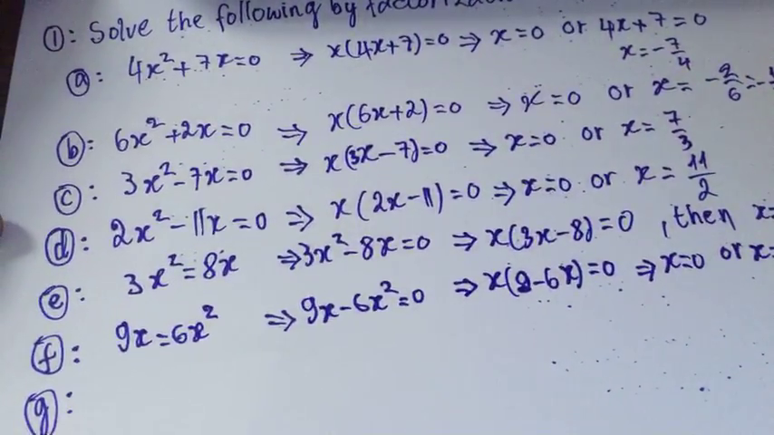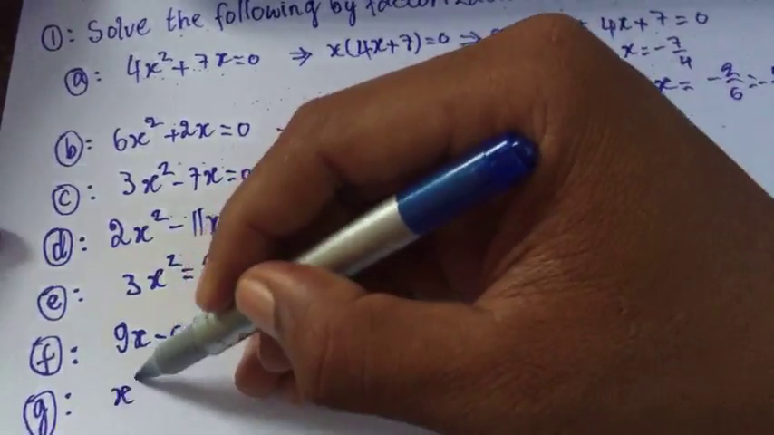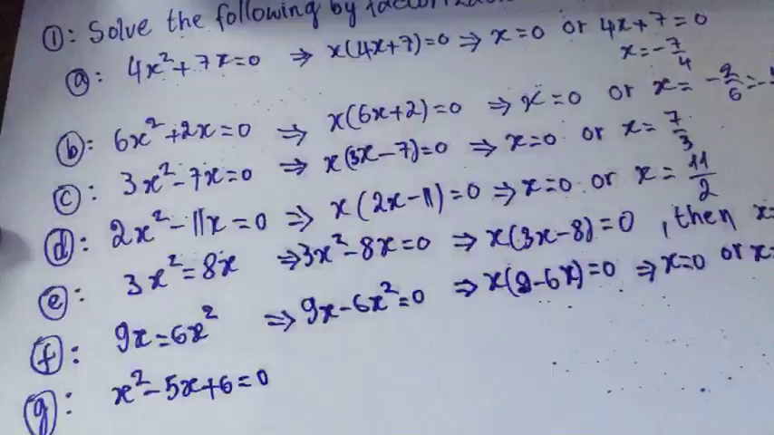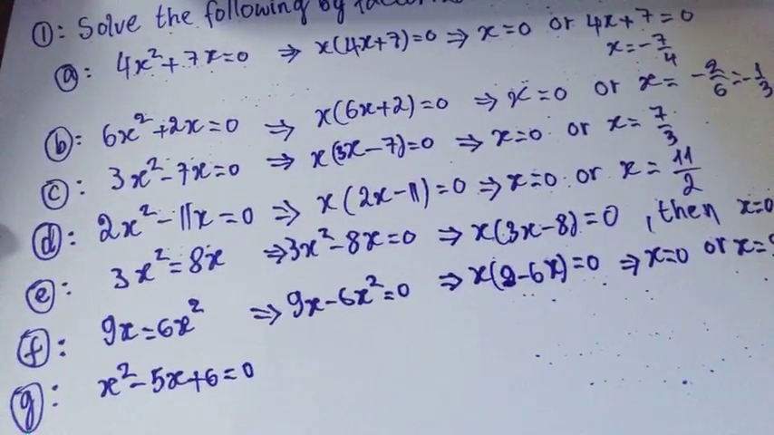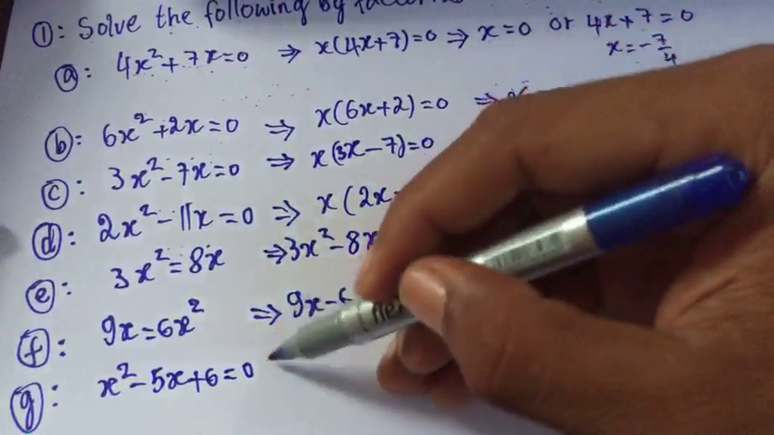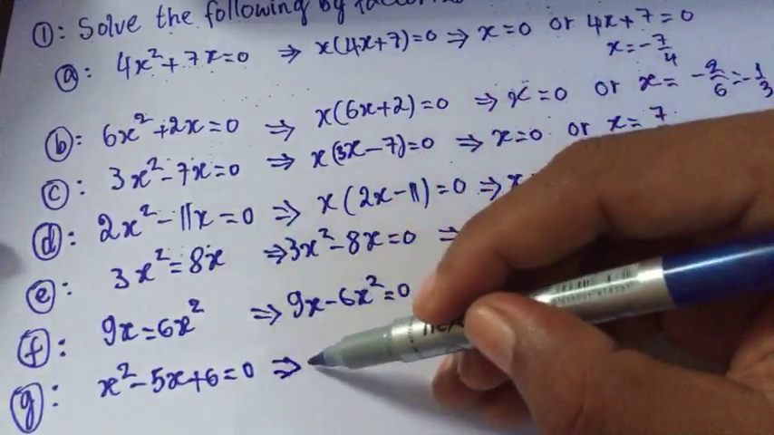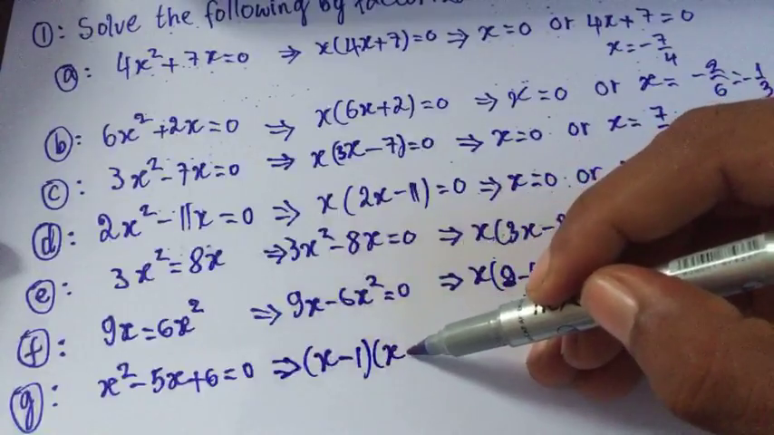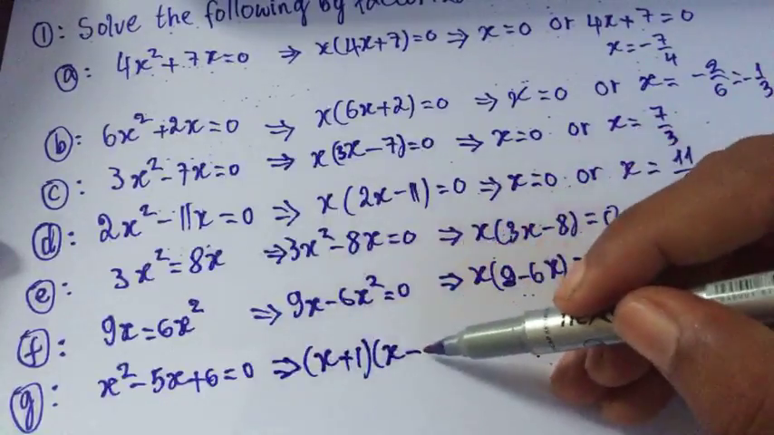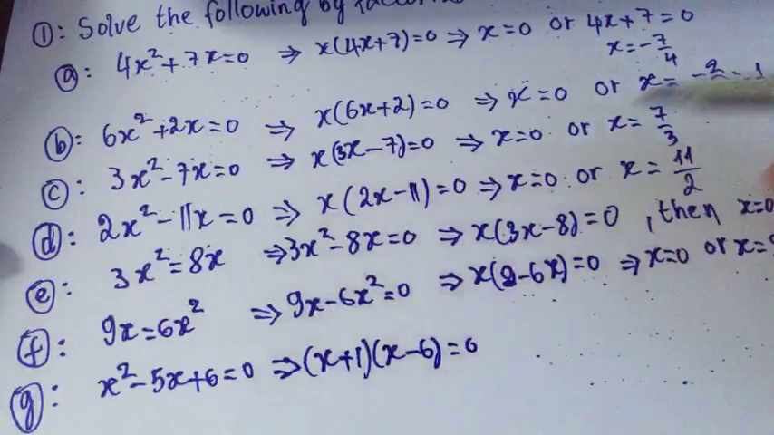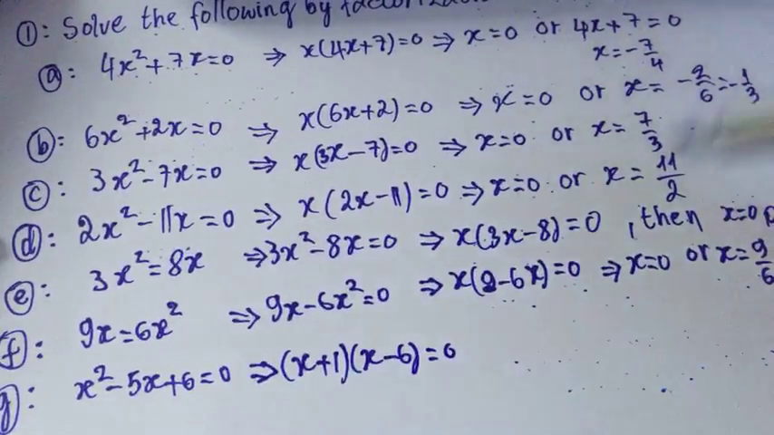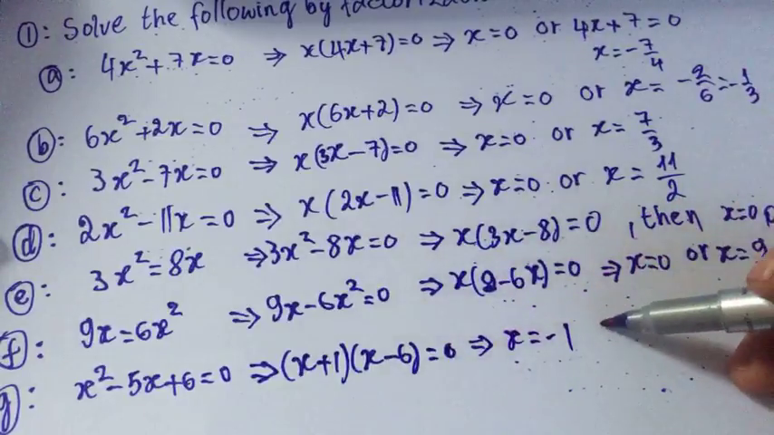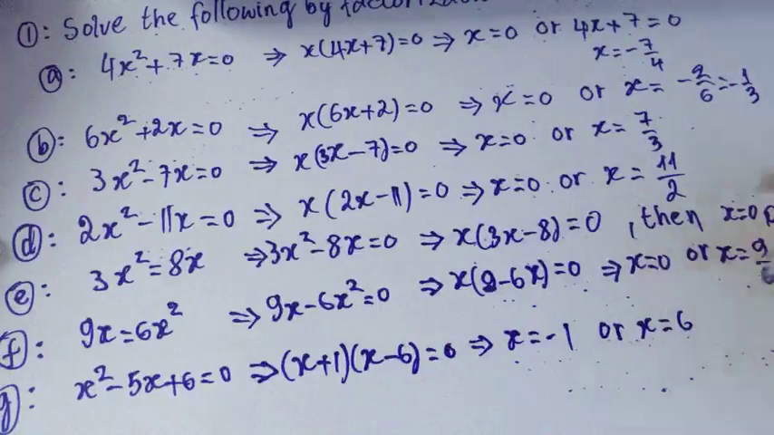G. x squared minus 5x plus 6 equal to 0. We can find the solution when we factorize it first. x minus 1 or x plus 1, or x minus 6 equal to 0. After that, you can see x equal to minus 1 or x equal to 6.